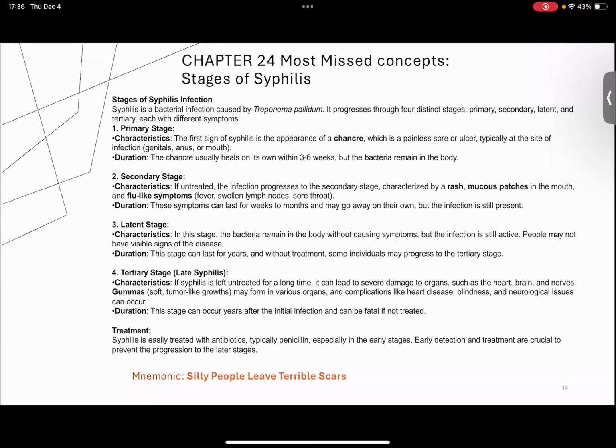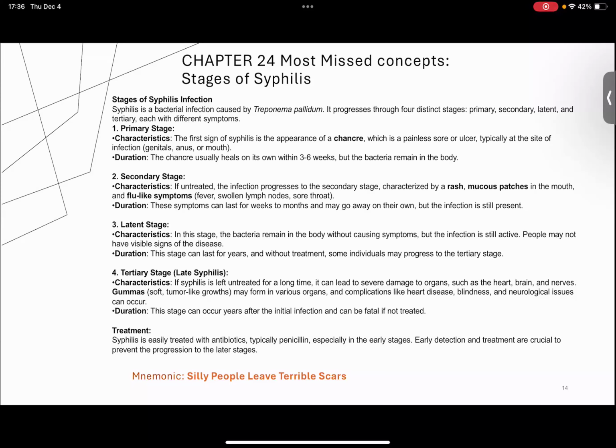It's a gram-negative spiral-shaped bacterium. The chancre usually heals on its own within 3 to 6 weeks, and then you would progress to the secondary stage if you have not gotten treatment by that point. In the secondary stage, we will see a rash. There can be mucus patches in the mouth, and usually flu-like symptoms, swollen lymph nodes called lymphadenopathy, a fever, a sore throat. This can last weeks to months, and usually will eventually go away.